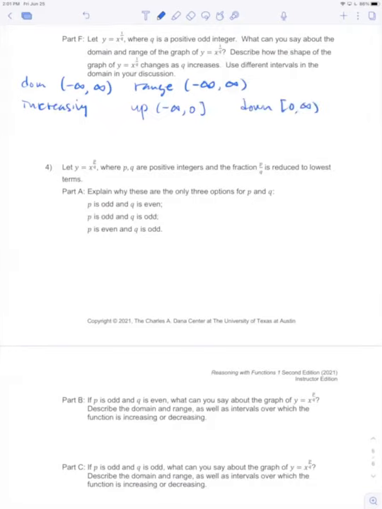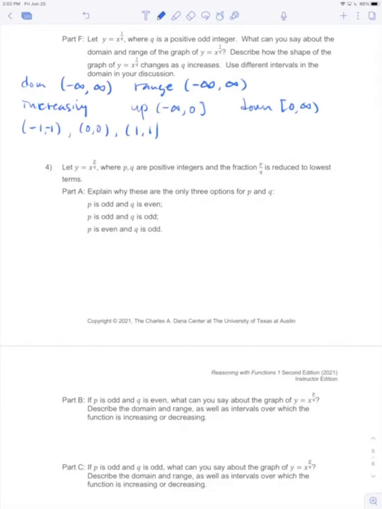As q increases, the shape of the graph changes and it begins to flatten out. We said that earlier, and all graphs will pass through the points -1, -1, 0, 0, and 1, 1. The relationships among the graphs that were noted in part C will continue to hold.